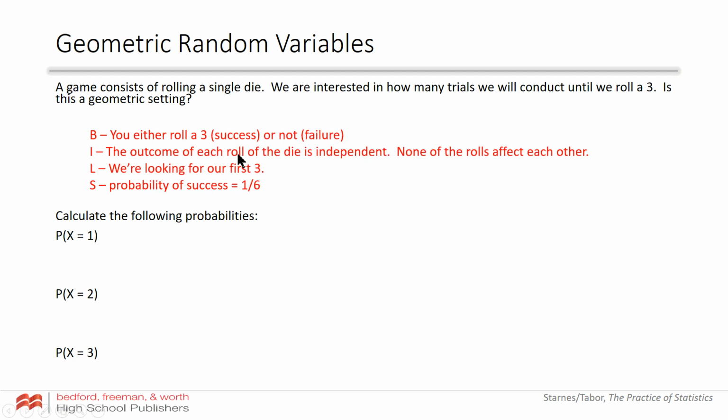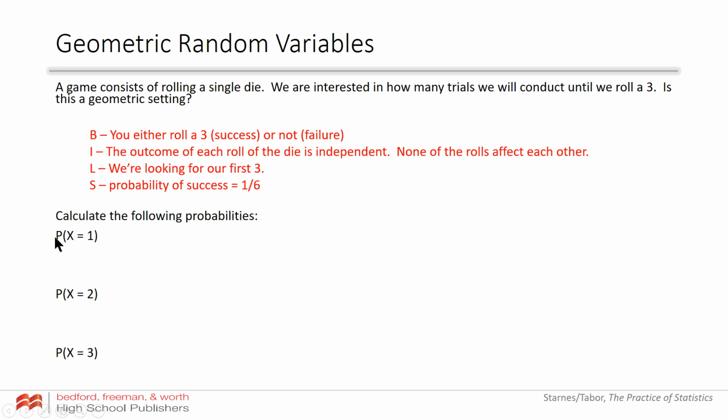So you're either going to roll a 3, and that would be your success, or not. That would be a failure. So rolling a 1, 2, 4, 5, or a 6 would be a failure. The outcome of each roll of the die is independent. In other words, none of the rolls affect each other. We're looking for our first 3, and we have the same probability of success, which is 1 out of 6, every time. We have a 1 out of 6 chance of rolling a 3 with every roll of the die.